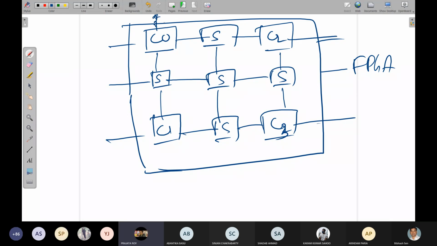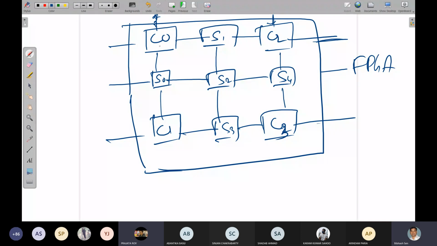Sir, I had one doubt about the switch block. For example, we are going from CLB0 to CLB1, 1 to 2, sorry, my bad. So 0 to 1 through SB0, and then 0 to 2 through SB1, and then to SB3, sir.